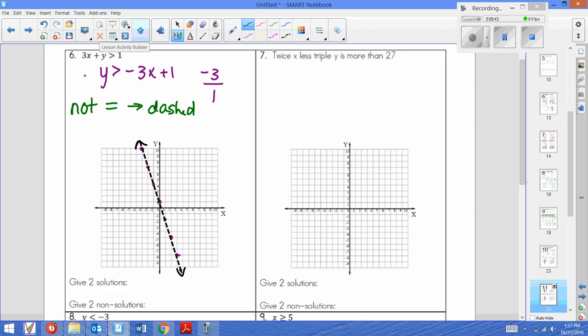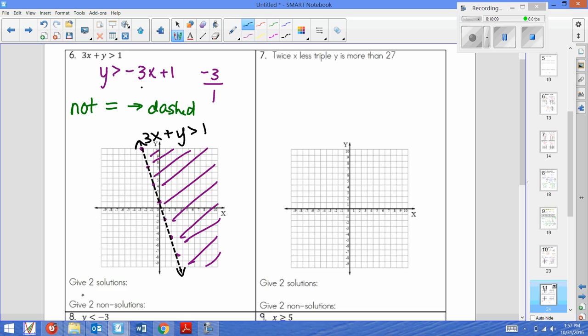Now we need to figure out what to do. We have to shade. So is y bigger than or less than? Since it's larger than, greater than, we are going to shade above this line. I know a lot of you are saying, go ahead and label. We can label this with the original or the new. They're both equivalent inequalities.